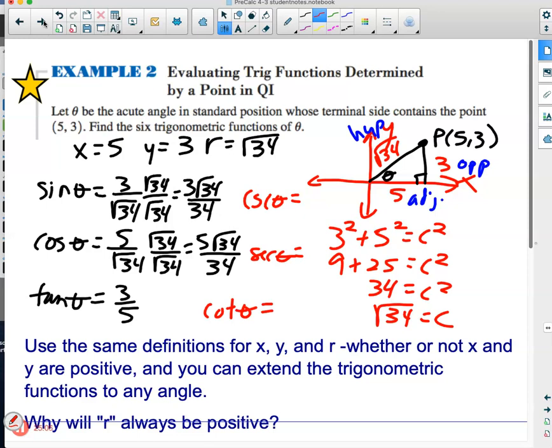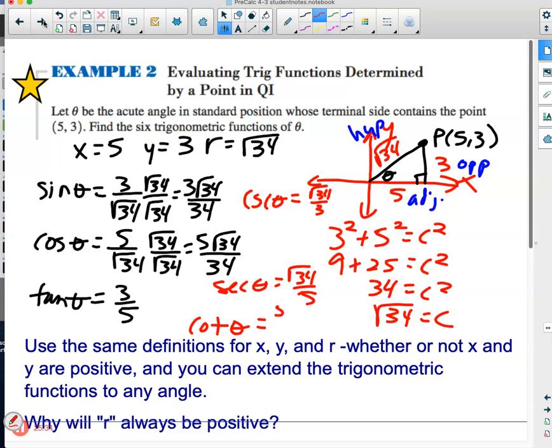And again, this is why you typically at least want to write down that very first step, because that's the one you'll go back to take the reciprocal. So cosecant will be the square root of 34 over 3. Secant, square root of 34 over 5. I don't have enough room there for people that are watching this later. That's better. And then cotangent, you flip your 3/5 and make it 5/3.